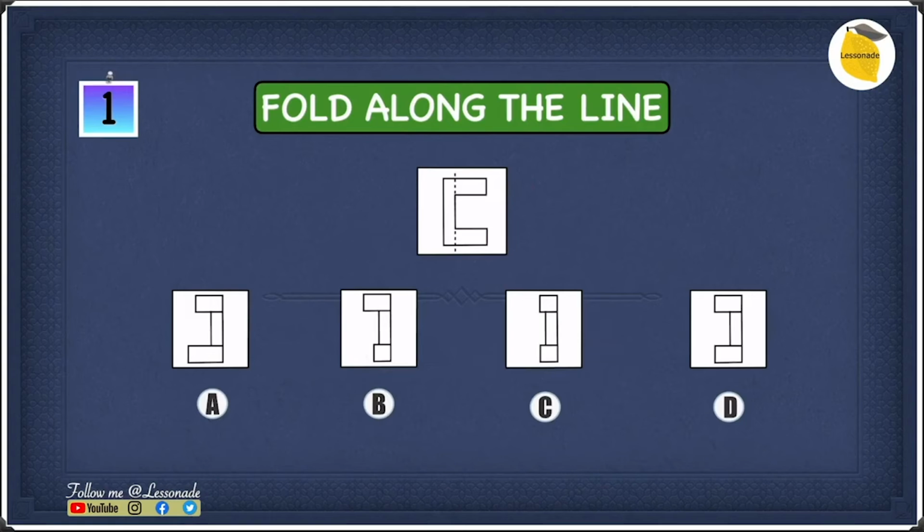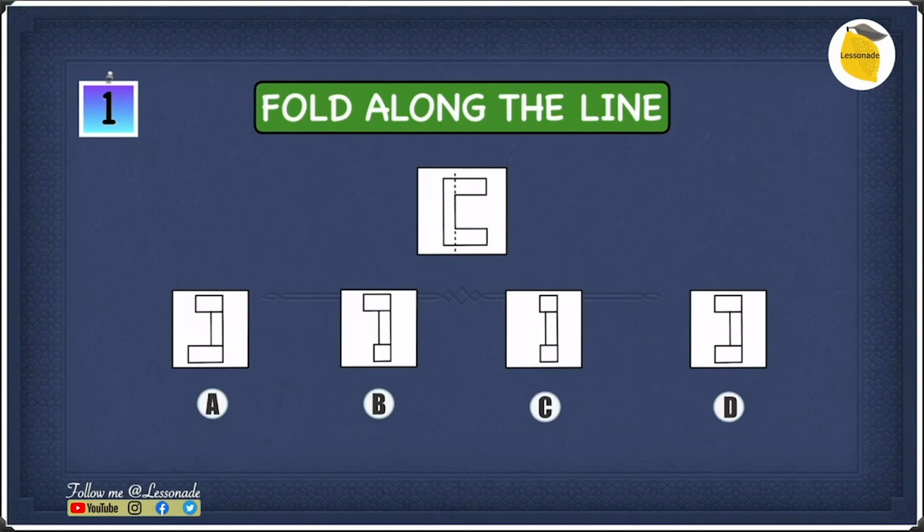Now let's have a look at this example. In this example, we have a piece of paper, and this paper has been folded along this fold line. So our job is to find how this paper would look once it has been folded along this fold line. And we need to find whether it's A, B, C, or D.